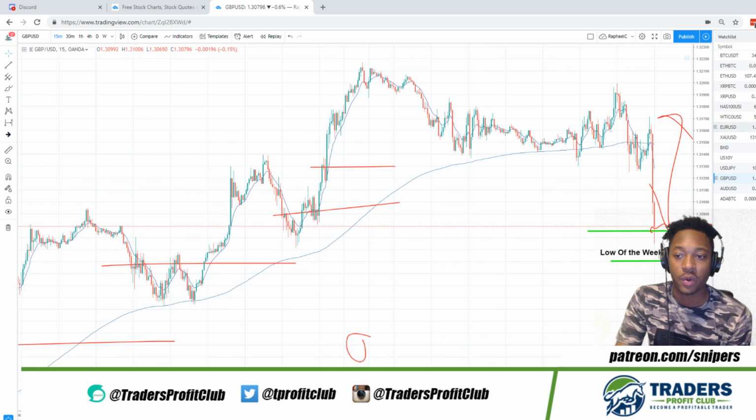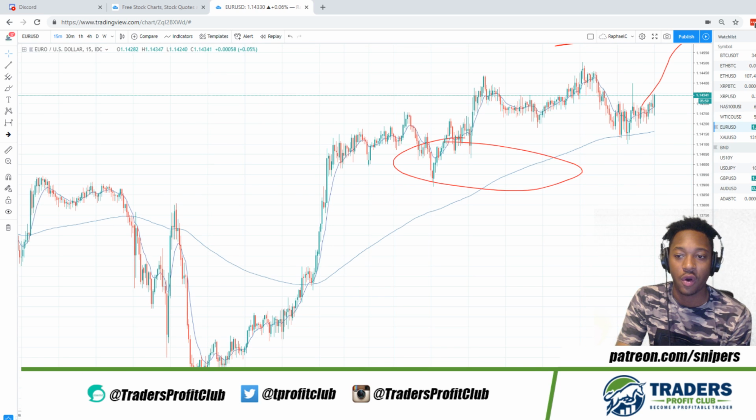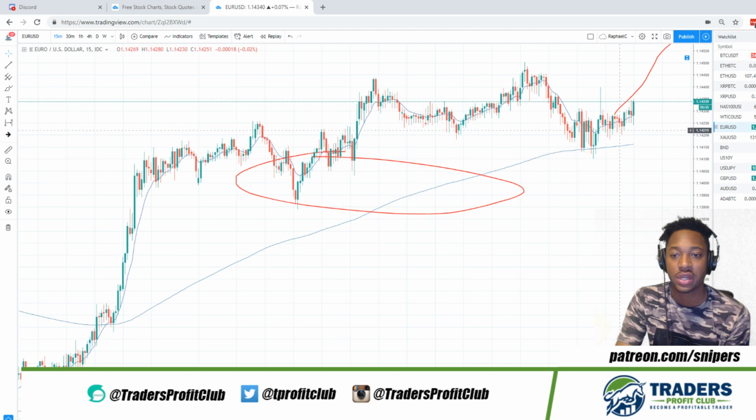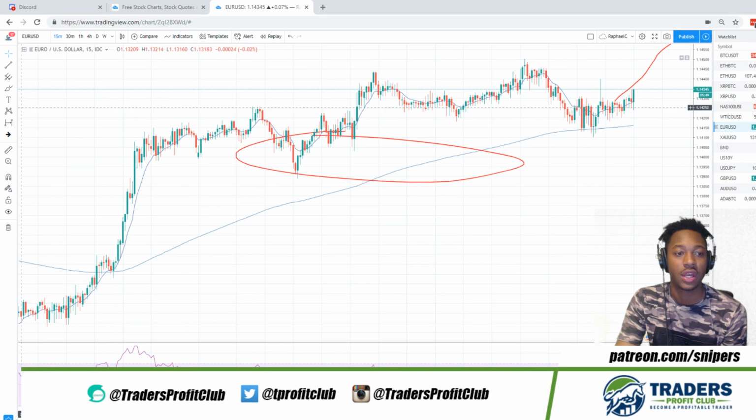So moving forward, we're going to look at other prices. We already went over, look at here, that the euro-dollar is going to be making a breakout. This is probably going to be the weekly low as well.